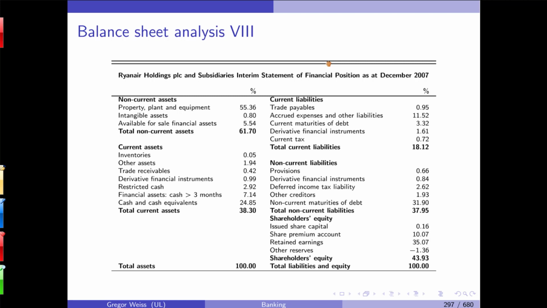And one thing that is striking is that Ryanair had an equity ratio of 44%, which is extremely high, especially when compared to the equity ratios of banks. Usually banks have like a 4 or 5% equity ratio. Okay. And then you can see that it had 25% in cash and cash equivalents and only 1% in derivative financial instruments on its asset side, which is okay, but it would look completely different if you were to look at the balance sheet of a bank.